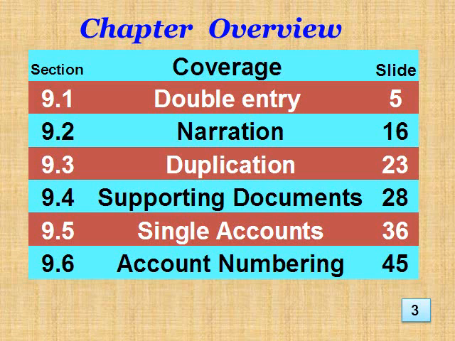Chapter Overview. 9.1. Double entry is on slide 5. 9.2. Narration is on slide 16. 9.3. Duplication is on slide 23. 9.4. Supporting documents is on slide 28. 9.5. Single accounts is on slide 36. 9.6. Account numbering is on slide 45.